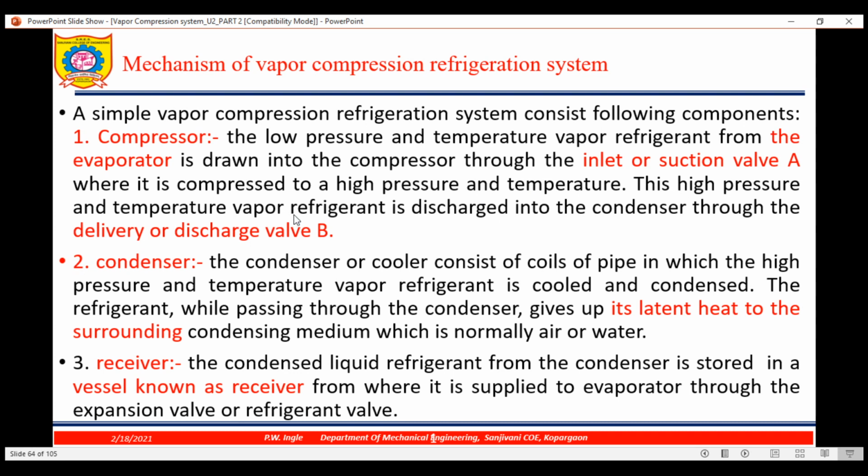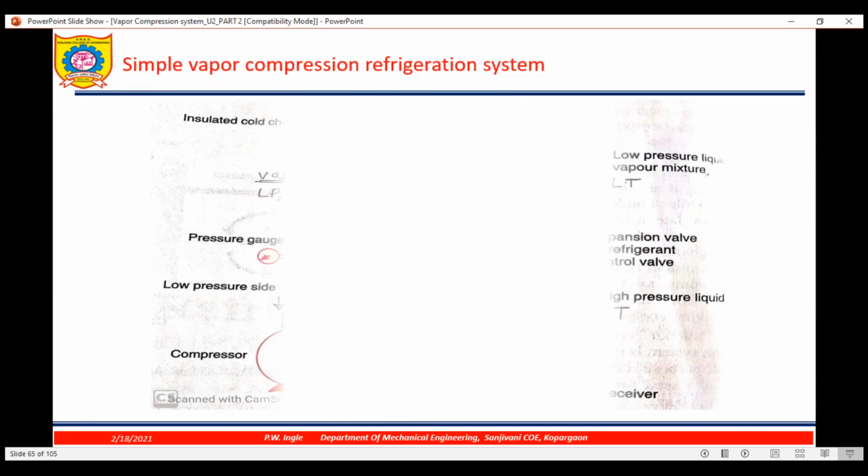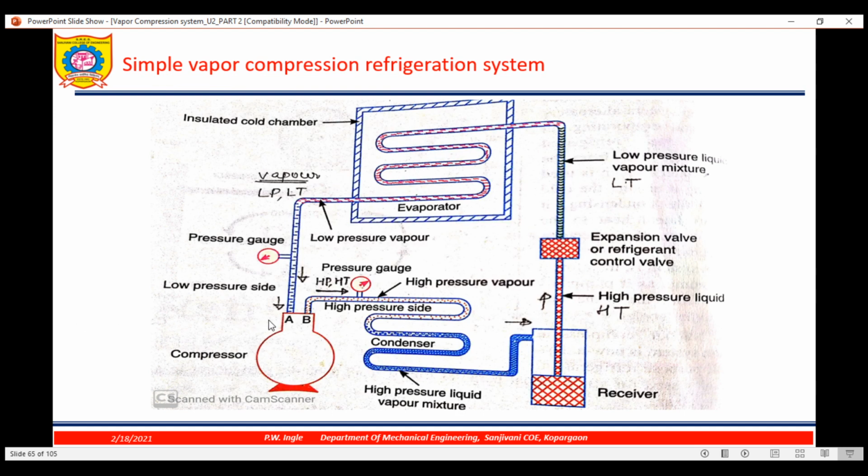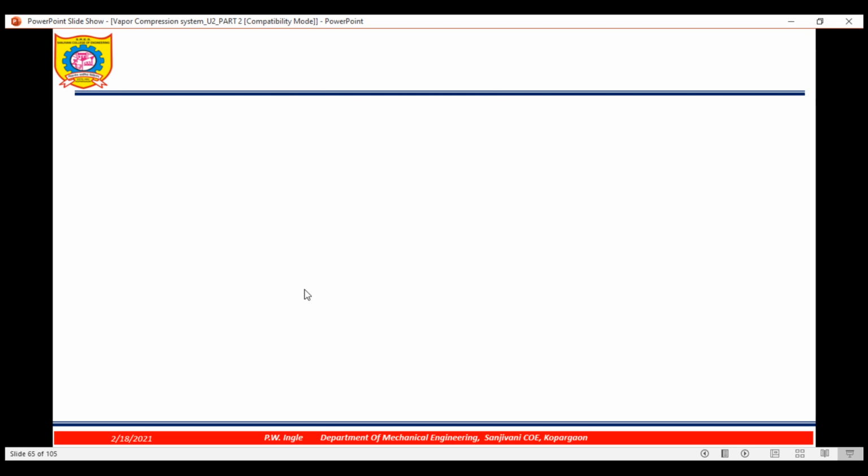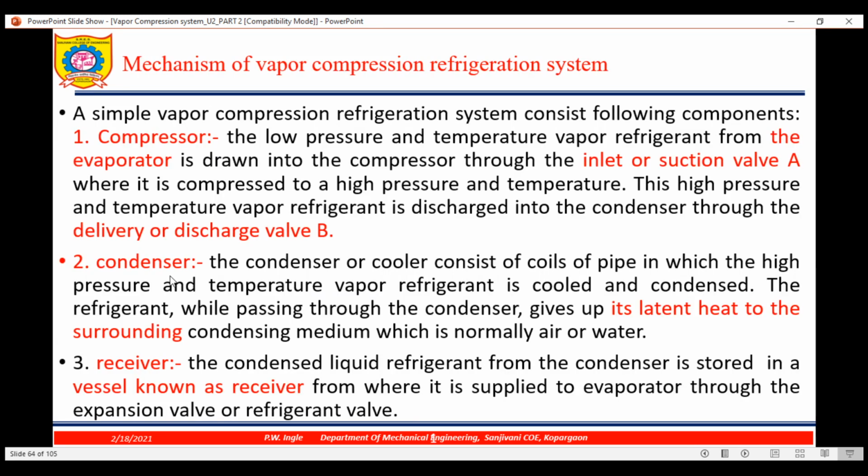This high pressure and temperature vapor refrigerant is discharged into condenser through the delivery or discharge valve B. So here you can see A is a suction valve and B is a delivery valve. Okay.